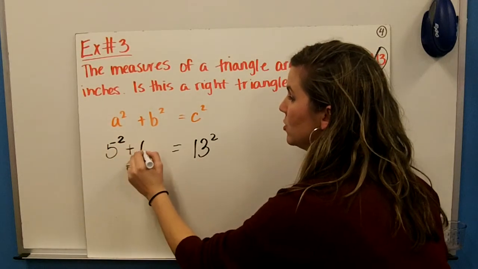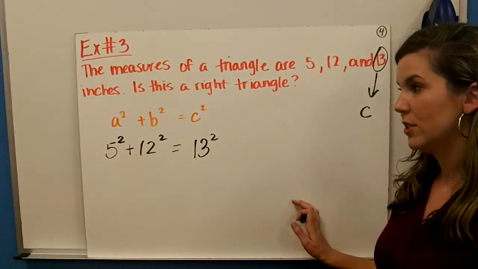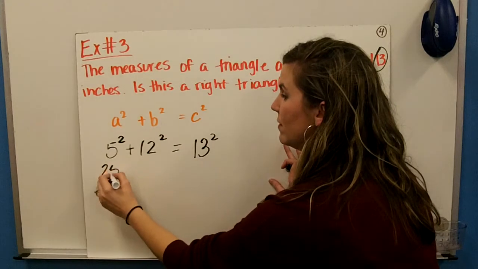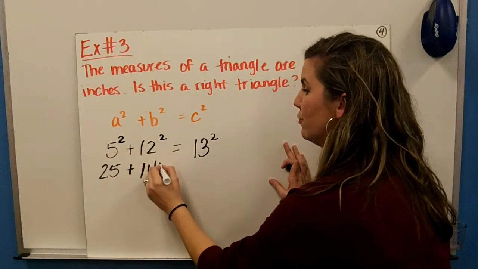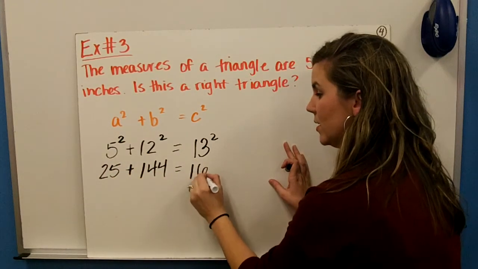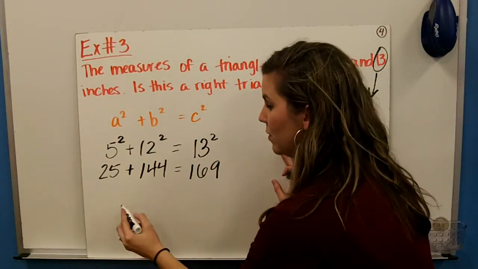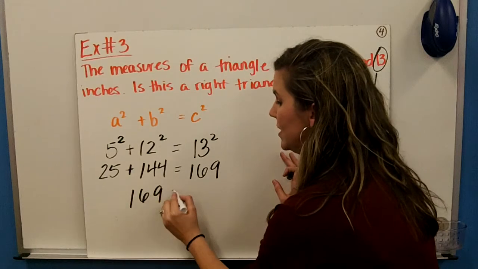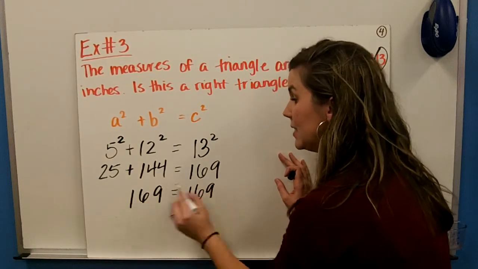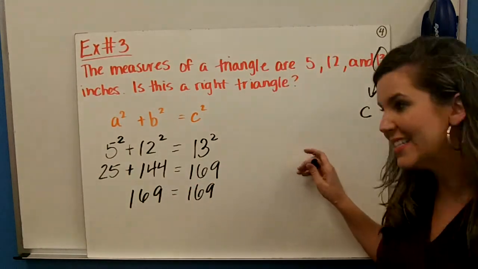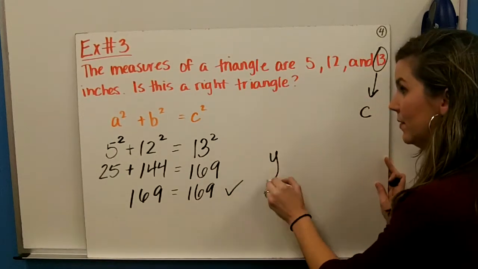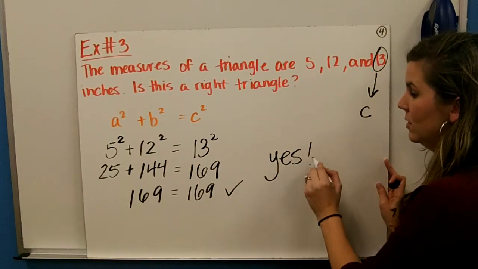5 squared plus 12 squared equals 13 squared. Well, 5 squared is 25, and 12 squared is 144, and 13 squared is 169. Add them together, 25 plus 144, and you get 169. Is 169 equal to 169? Yes. So is this a right triangle? Absolutely.